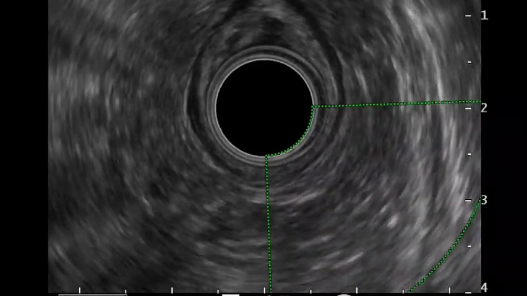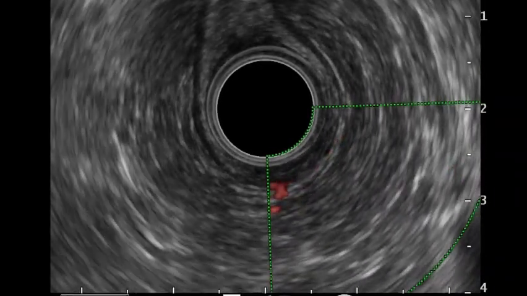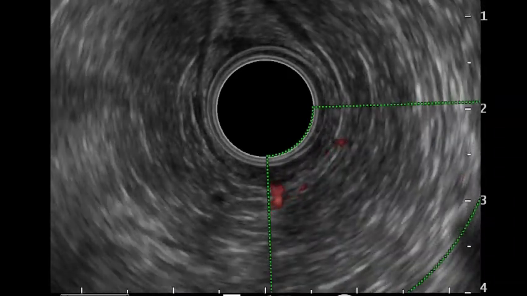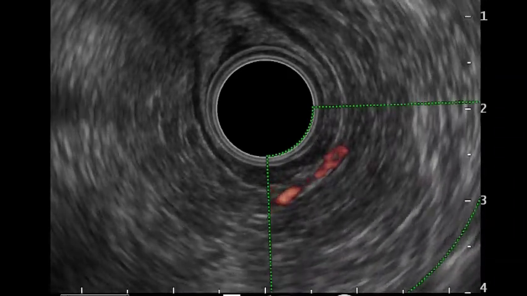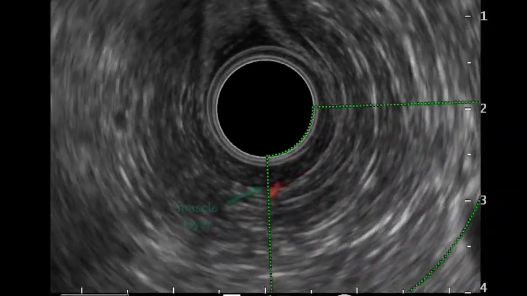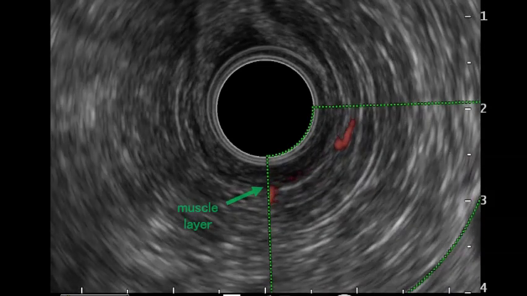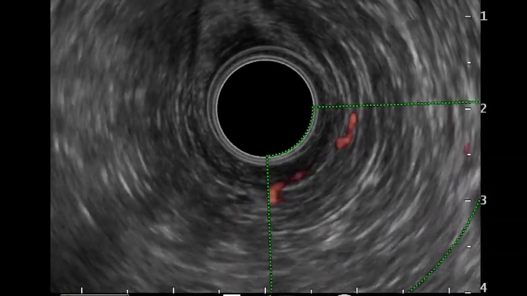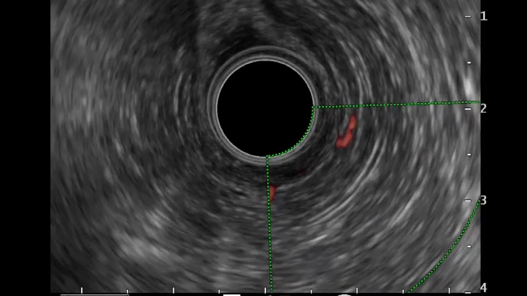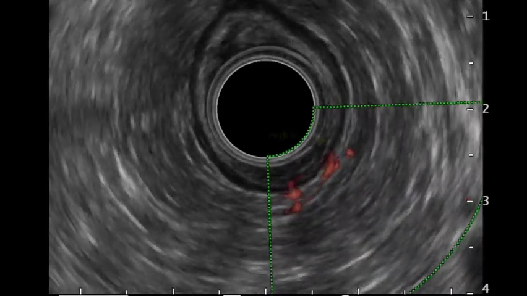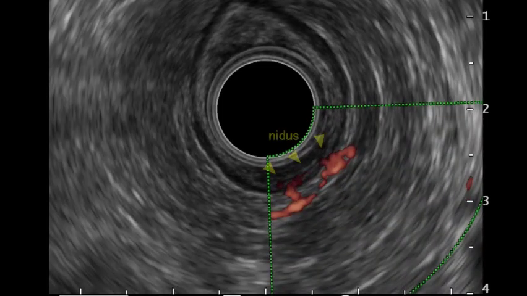Color Doppler ultrasonography conducted directly under the region identified a vessel that penetrated the muscle layer and entered the submucosa. The vessel penetrated the colon wall from the 6 o'clock direction and ran along the inside of the wall and penetrated the muscle layer from the 4 o'clock direction. Therefore, the 4 o'clock to 6 o'clock direction was considered as the nidus.